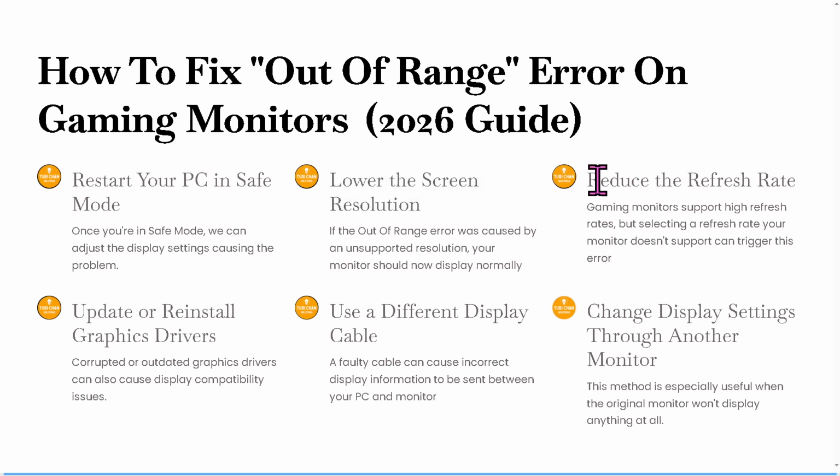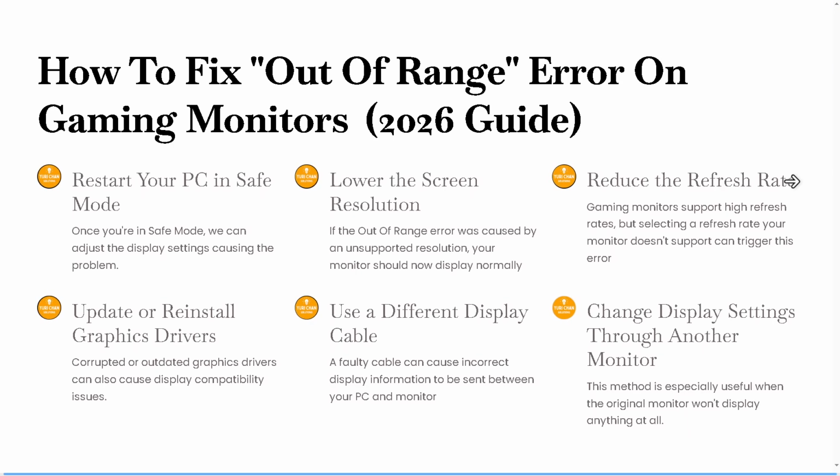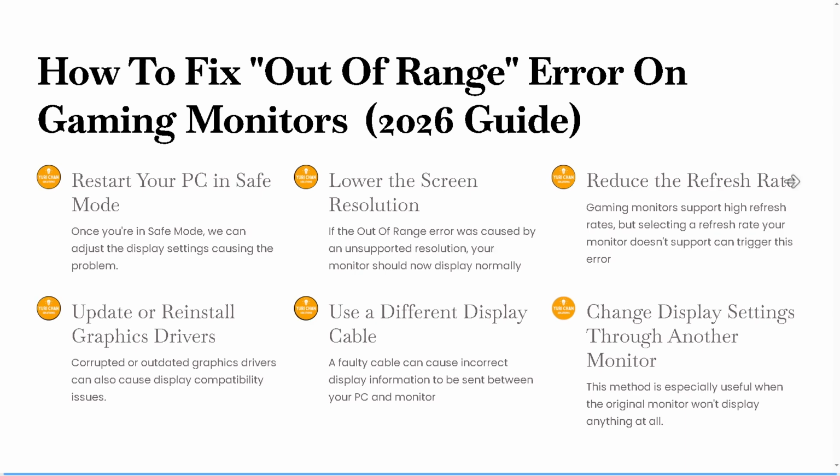And of course, do not forget to reduce the refresh rate. Gaming monitors support high refresh rates, but selecting a refresh rate your monitor doesn't support can trigger this error. So to do that, open Settings, go to System and then Display, click Advanced Display, and choose a refresh rate. So select a lower value such as 60 Hz, 120 Hz, or your monitor's recommended refresh rate. Apply the changes, try to restart your computer, and check if the issue is resolved. Normally, this method fixes the problem.